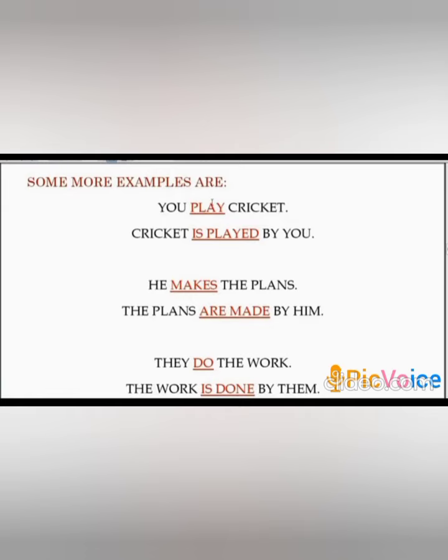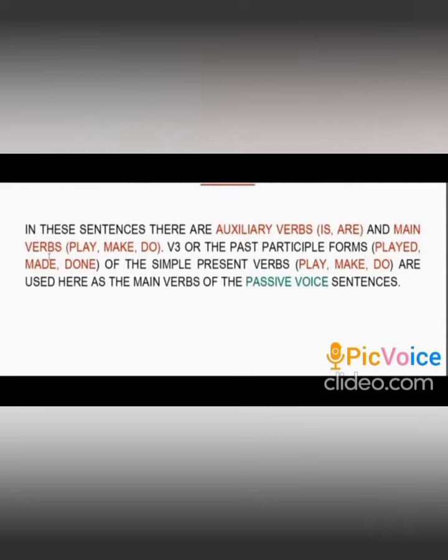Next, he makes the plans. The plans are made by him. Because the plans is the plural, we have to add are here. Makes has changed to made by him. They do the work. The work is done by them. Here, do changes to is done. In these sentences, there are auxiliary verbs like is, are, and main verb like play, make, do. V3 are past participle form of the verbs like played, made, done of the simple present tense verbs play, make, do. They are used as the main verbs of passive voice sentences.